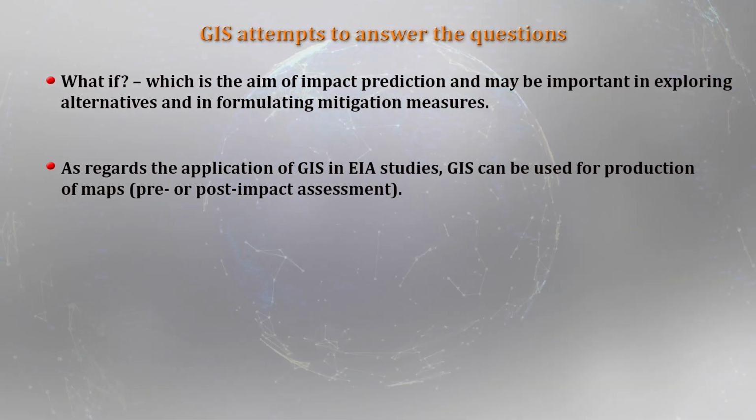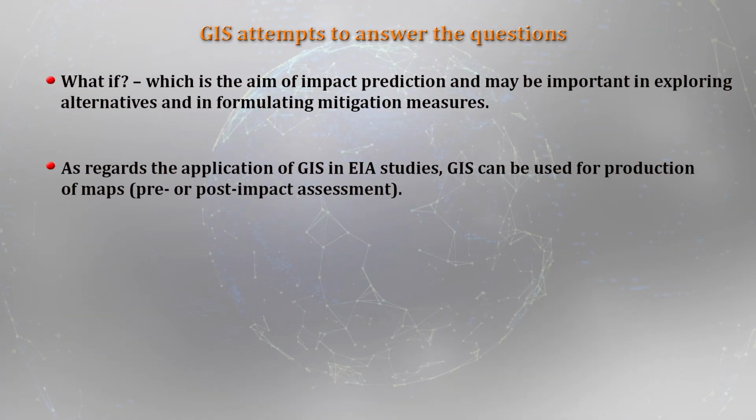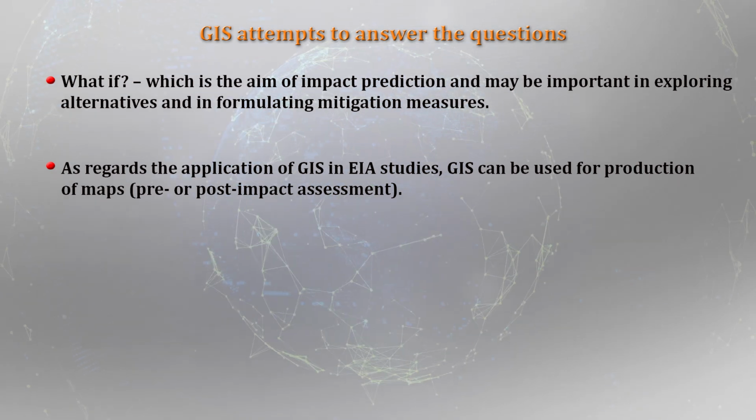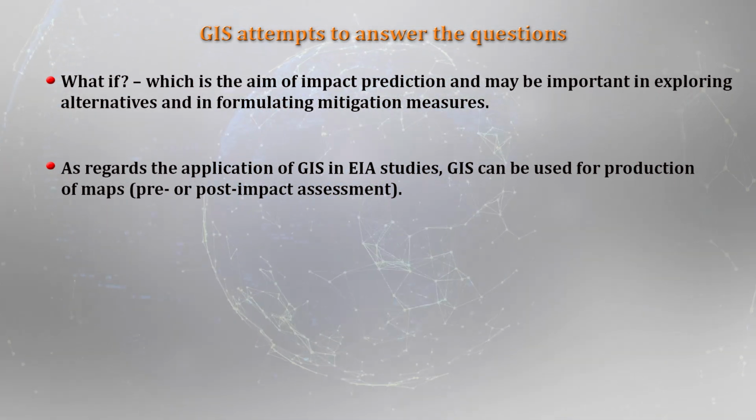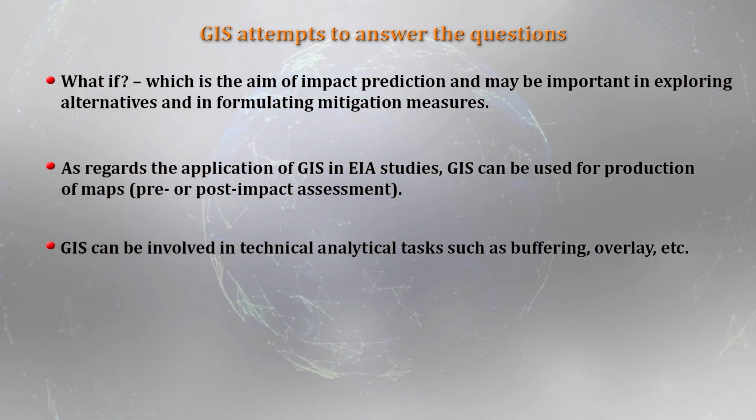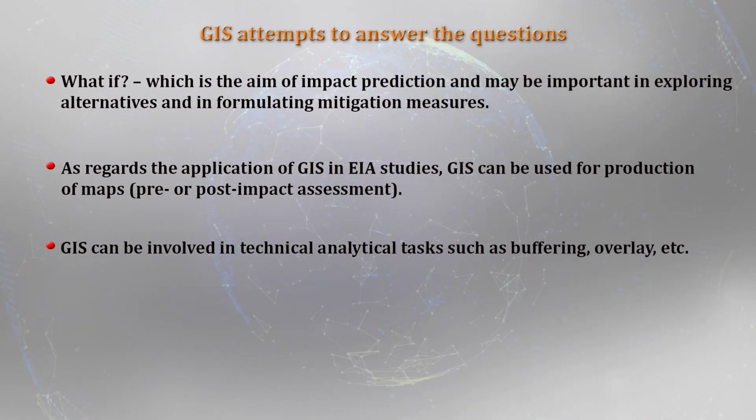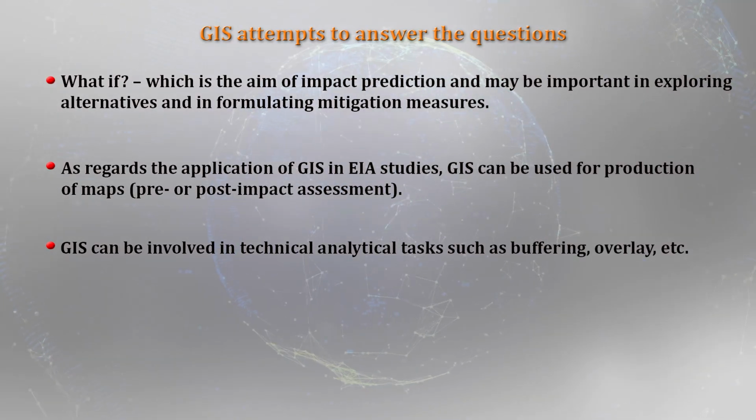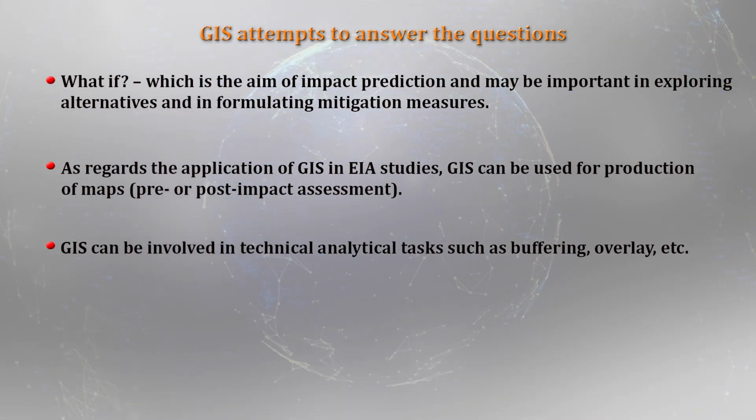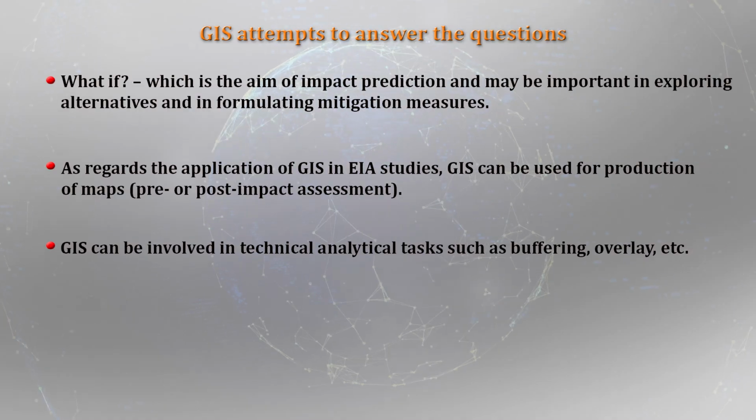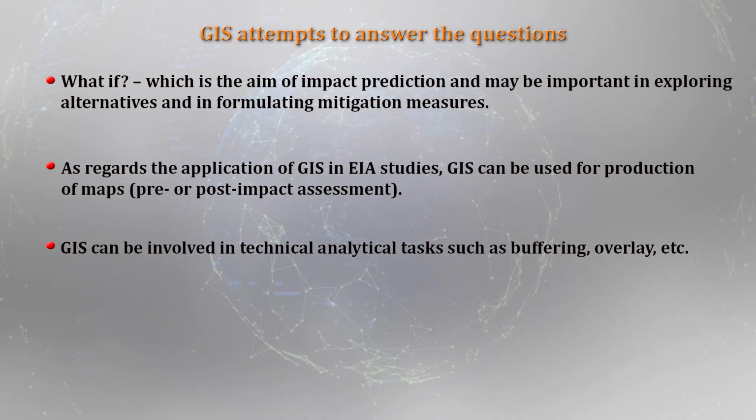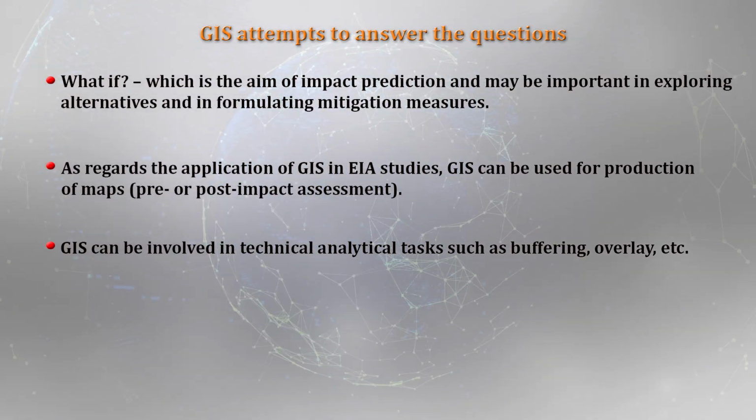And coming to the application aspect, the application of GIS in EIA studies, GIS can be used basically for the production of maps. It can be pre-impact assessment or post-impact assessment. The next one is the technical tasks. GIS can be involved in technical analysis also, as I told you about the GIS analytical techniques like buffering, overlay and clipping. There are so many analytical techniques that are inbuilt in the GIS software, and that can be used for environmental impact assessment studies.